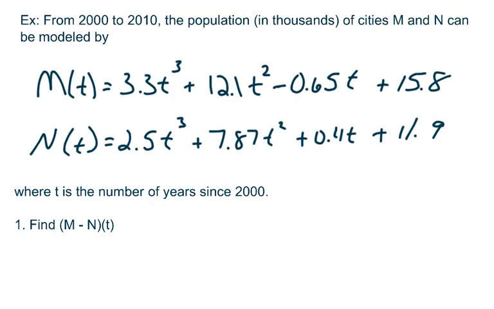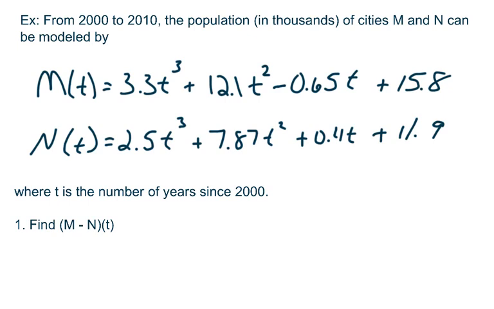Let's try one story problem here. From 2000 to 2010, the population in thousands of cities M and N, we don't know what they are, can be modeled by these two functions. M of t equals, you can see it there, and N of t equals, you can see that there as well, where t is the number of years since 2000.